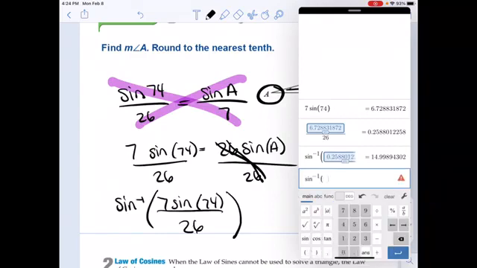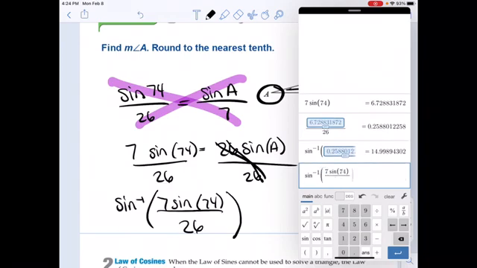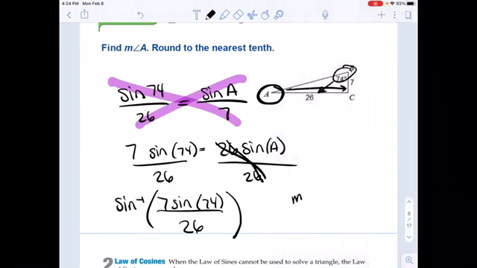So we have inverse sine. I'm just going to show you that they end up getting the same thing. Notice on this calculator, versus with the multi-step or with the all together, we end up getting 14.9989, which means I'm just going to round up to 15.0 for the degrees of angle A.